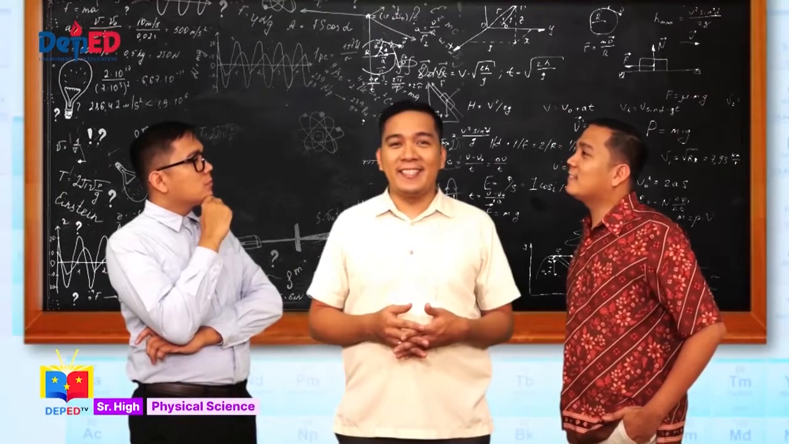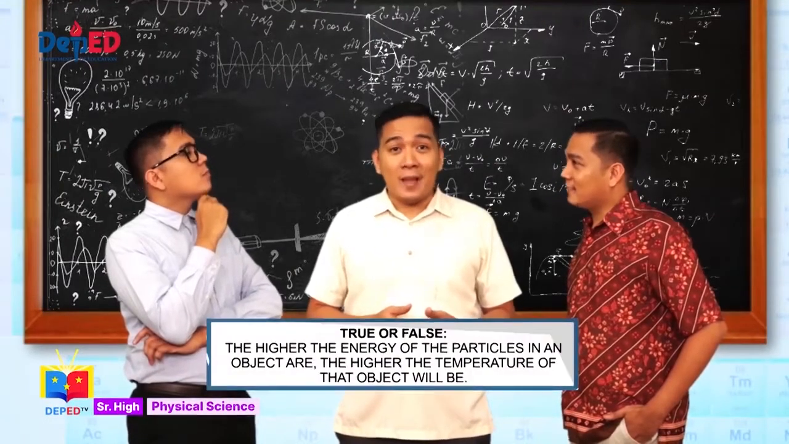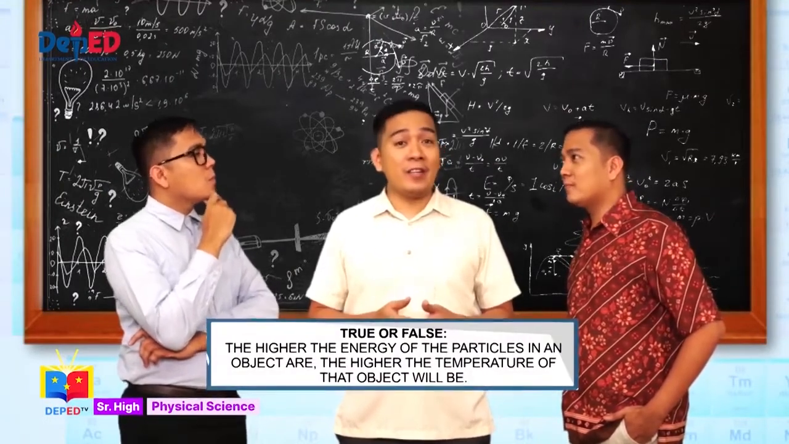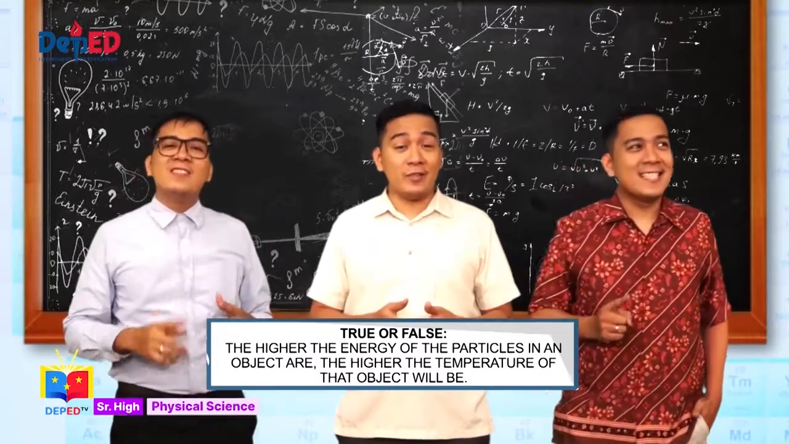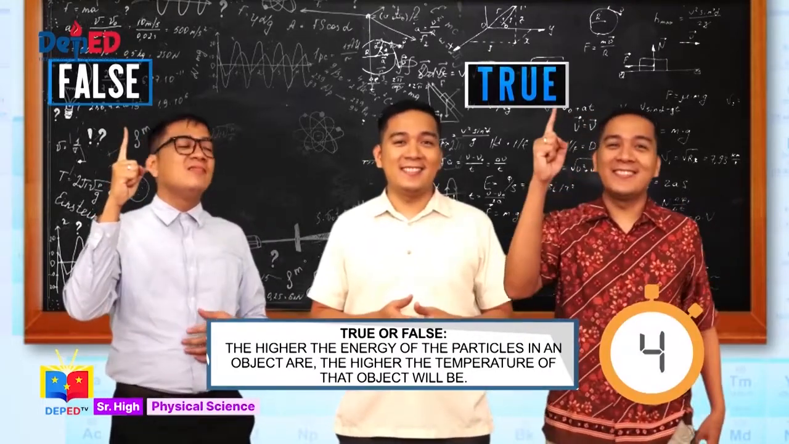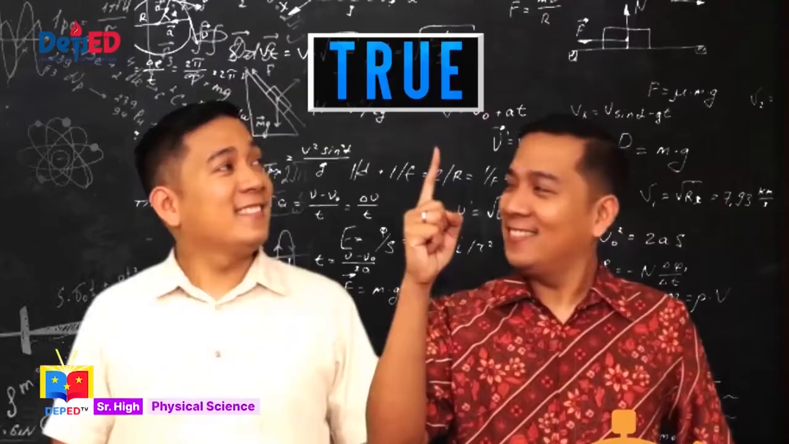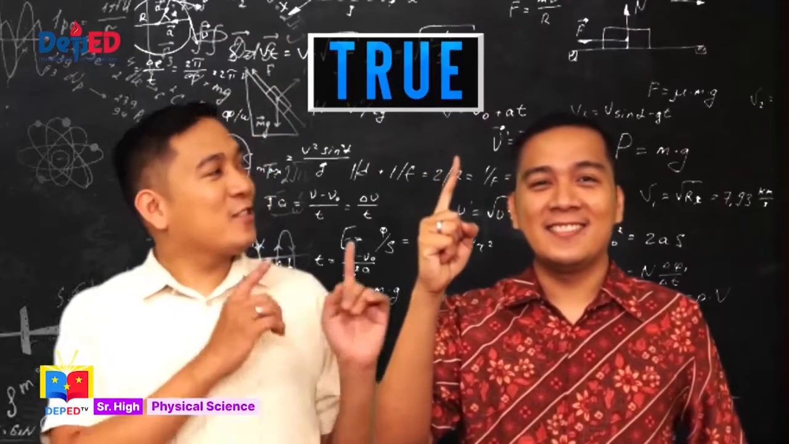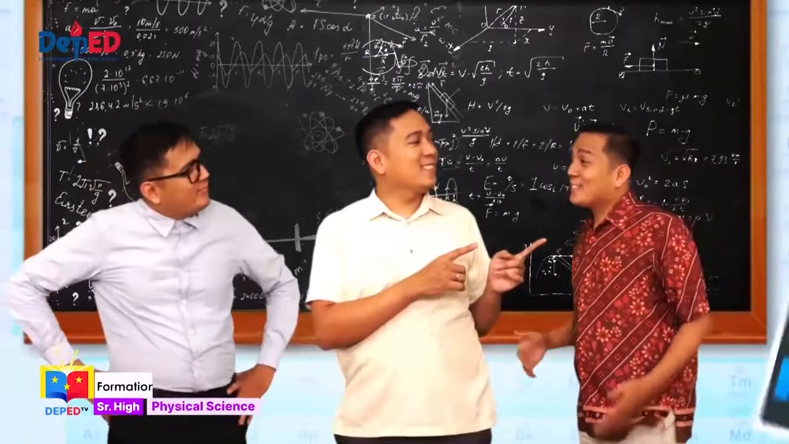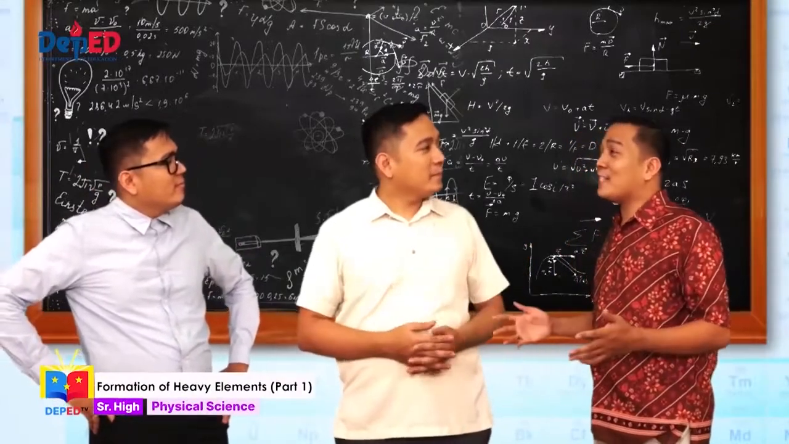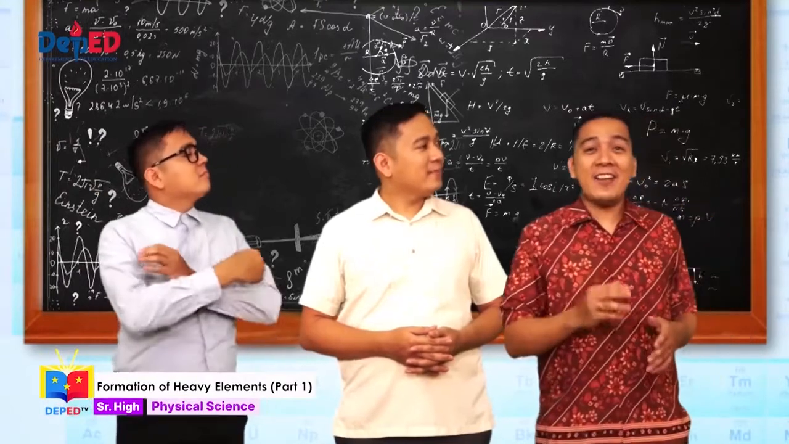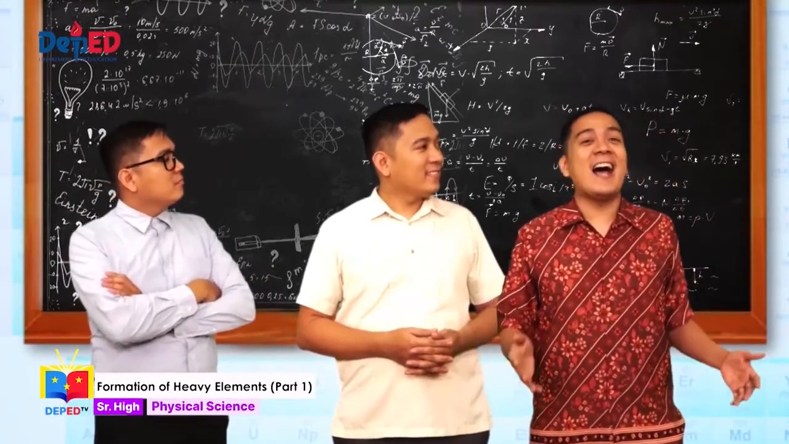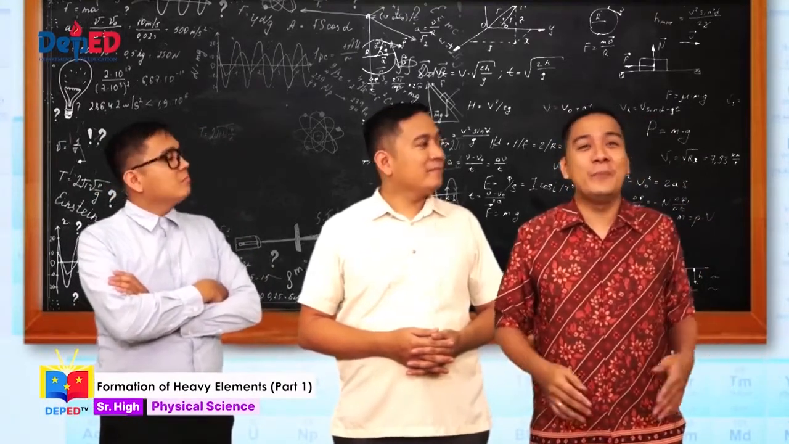Question number 7. True or false? The higher the energy of the particles in an object are, the higher the temperature of that object will be. The correct answer is true. Temperature is a measure of the average kinetic energy of the particles in an object. The higher the energy of these particles are, the higher the temperature of the object will be.